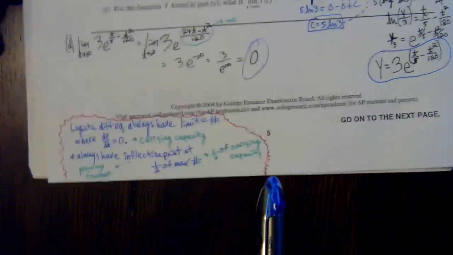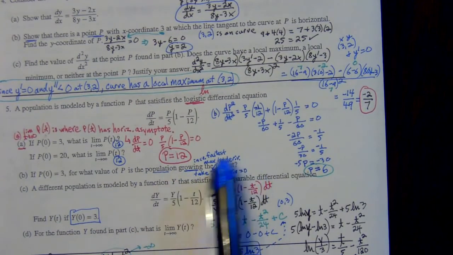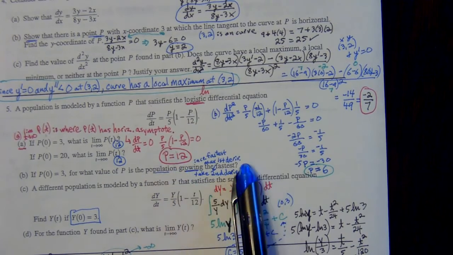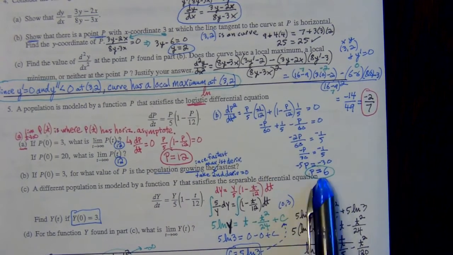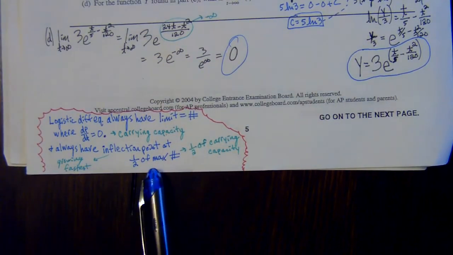Notice above, we got 12 for part A. And then for part B, I can just simply write down, that's my carrying capacity. And then half of my carrying capacity would be 6. And they would accept that for the justification right there. So the rate that's growing the fastest is just half of that maximum number that we already found right there.